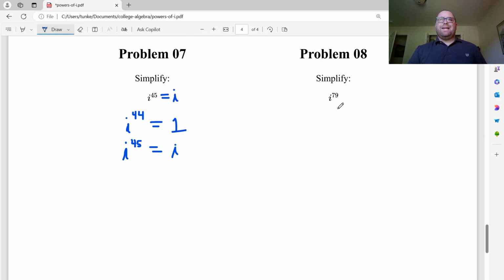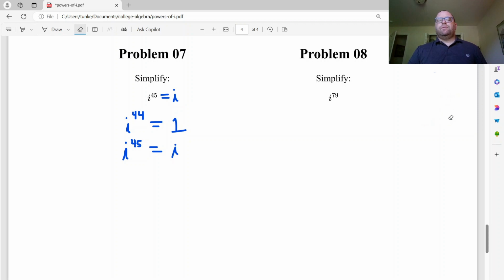Let's look at this one. i to the 79th power. So we want to think. Let's see, is 78 divisible by 4? Let's check. 4 goes into 7 once. We have a 4 here, and we have a 3 here, but we have an 8 here. So 4 doesn't go into 38. So no, i to the 78th isn't where it starts.